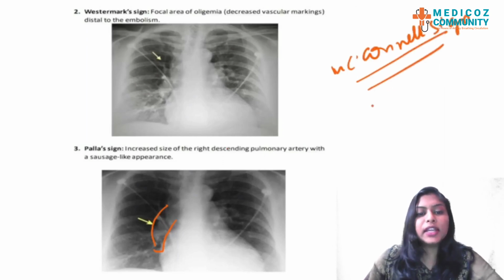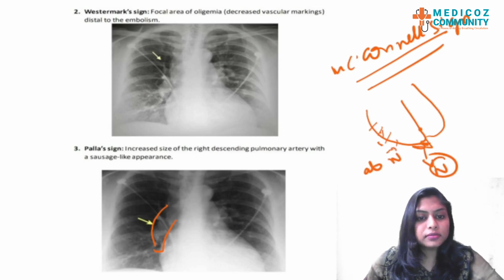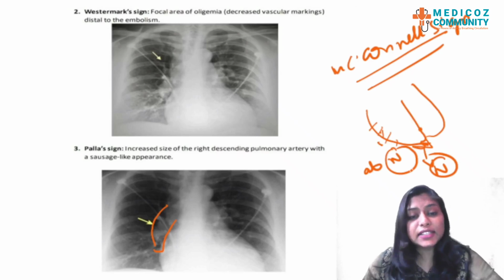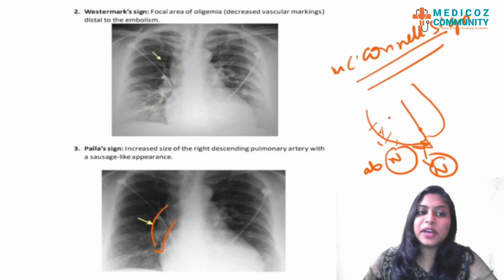What is McConnell's sign? It is hypokinesis of the right free wall. So this is the interventricular septum. The right free wall will be decreased in motion, whereas the right ventricular apex will be normal in motion. So this is the McConnell sign. This is an indirect sign for pulmonary embolism. The definitive signs on X-ray are Westermark sign, Palla sign, Fleischner sign, and Hampton's hump, that you have to remember.